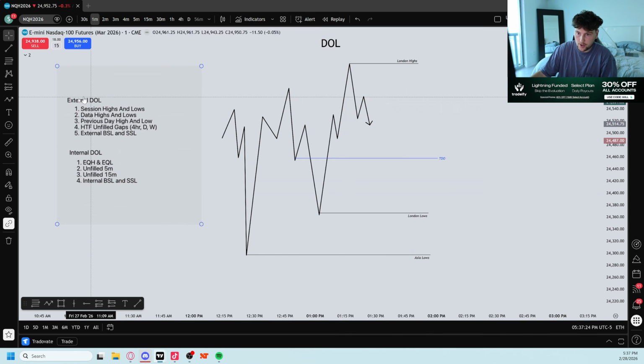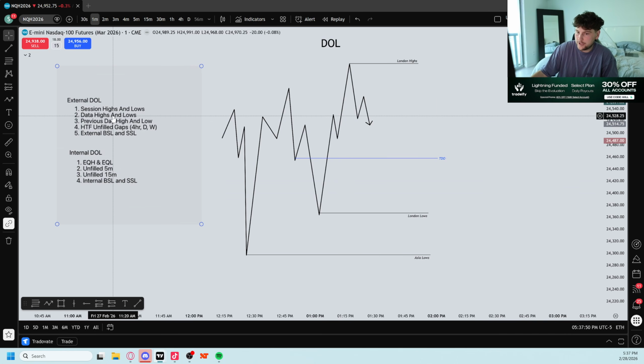So it all starts on the draw on liquidity. Now, if we have our session highs and lows, our data highs and lows, previous day highs and lows, this is really what I look out for. Now, the high time frame unfilled gaps and the external buy side and sell side liquidity, this is something where if we literally have none of these top three, then we are not going to have a huge bias, and we might not even be trading, right?